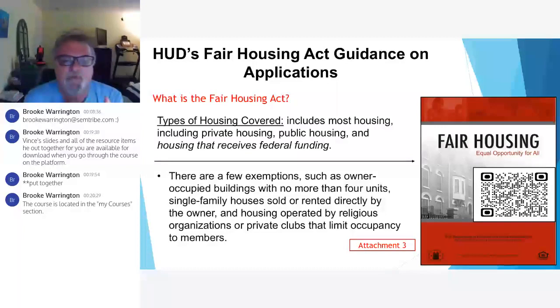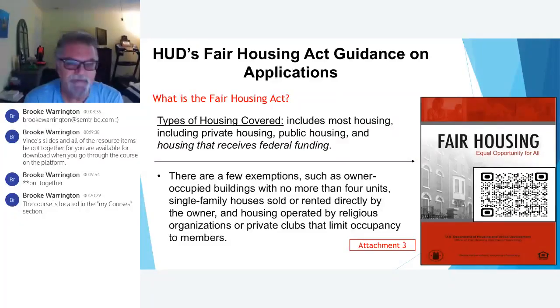And it says, what is the Fair Housing Act? This is HUD's interpretation of it. The other slide showed you the legislation, which you need to know, the actual law. Here is HUD's interpretation of that. If you don't have this, I would strongly suggest that you get your hands on it.